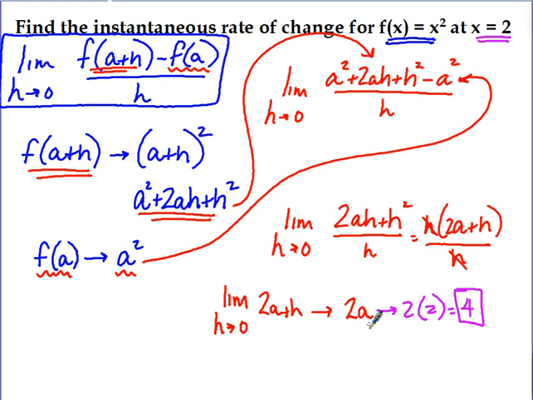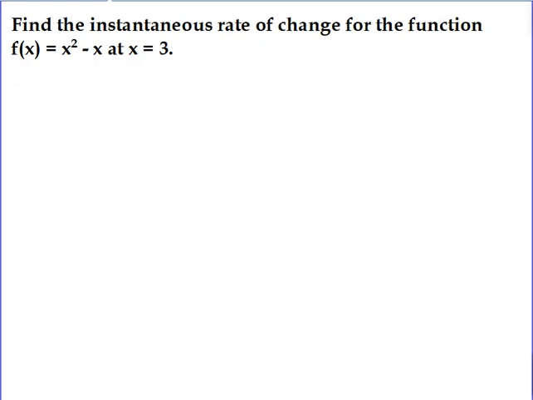Okay, let's try another one. All right, so again, to save room, I'm not going to write out the limit of the difference quotient up here. So if you want to look at the previous slide, it's the same thing. So the first thing I'm going to do is find f of a plus h. So I have a plus h squared minus a plus h. And I'm just using this as my function here, x squared minus x.